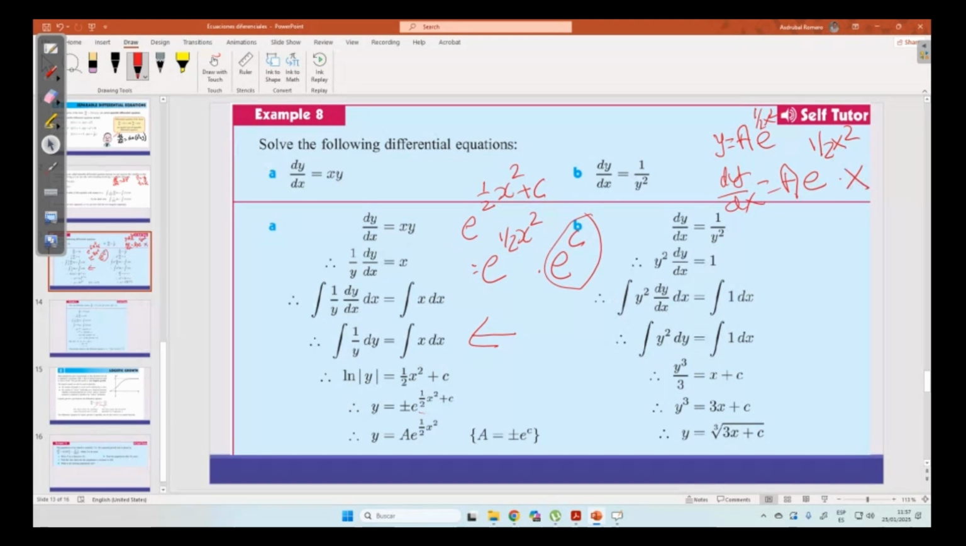Yes? Are you understanding what I'm talking about? I am differentiating this equation. I am using chain rule.